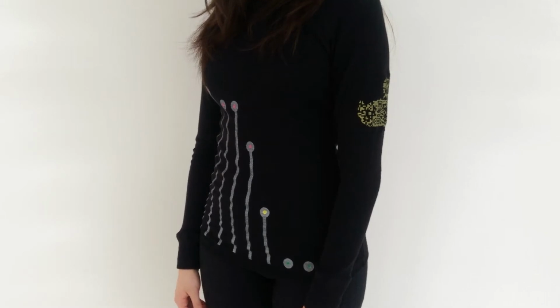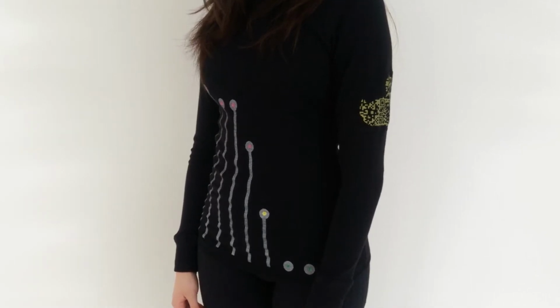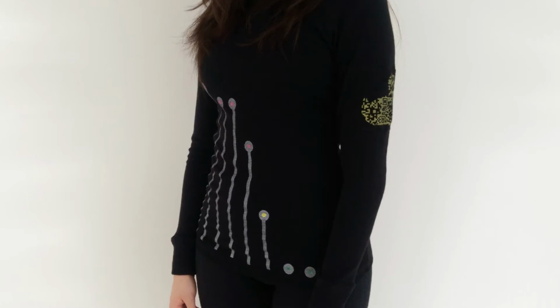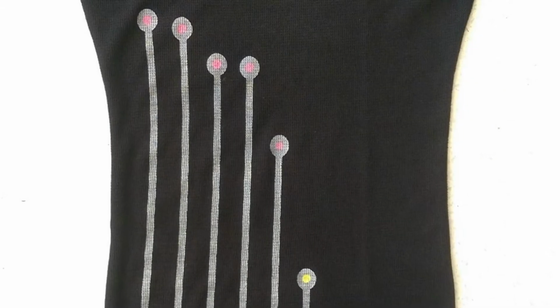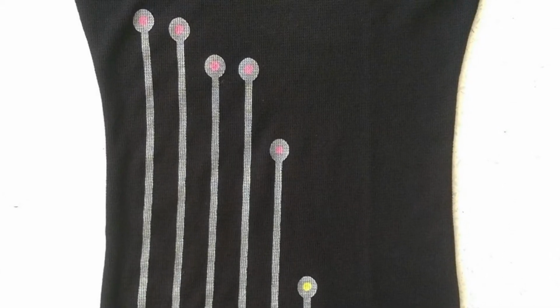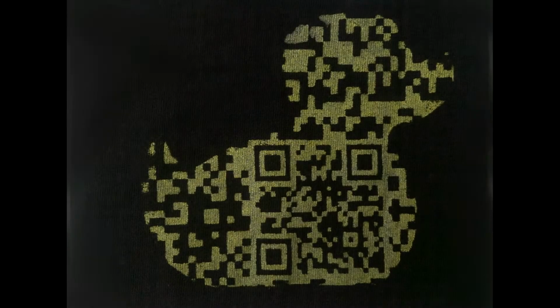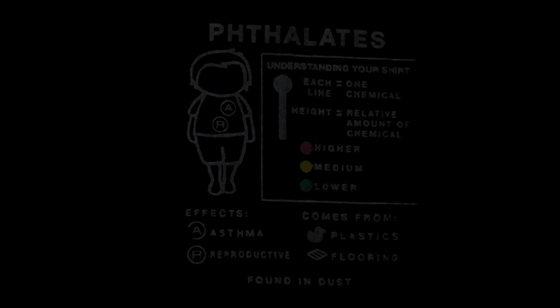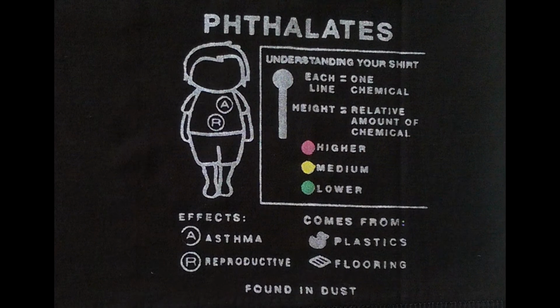Data shirts are customized shirts showing an individual their exposure to one class of chemicals related to asthma. Each line on the shirt represents the relative amount of one phthalate found in the person's home. The shirt also includes a QR code and tag so participants can get more information.